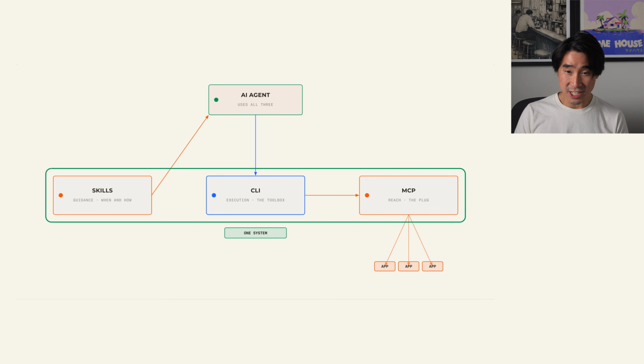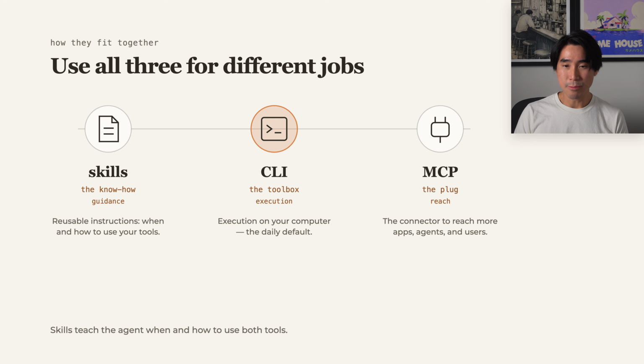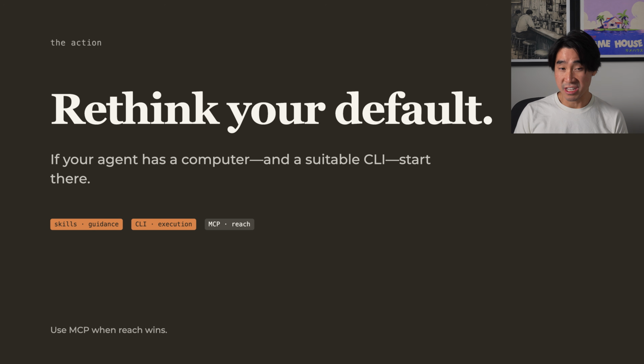And in case it wasn't clear, any real team or organization will end up using all three. The skills for the processes, CLIs for execution, and MCPs where things must connect across teams that you don't control. But you might rethink your default. If it's MCP today, it might be worth reevaluating what your default is.